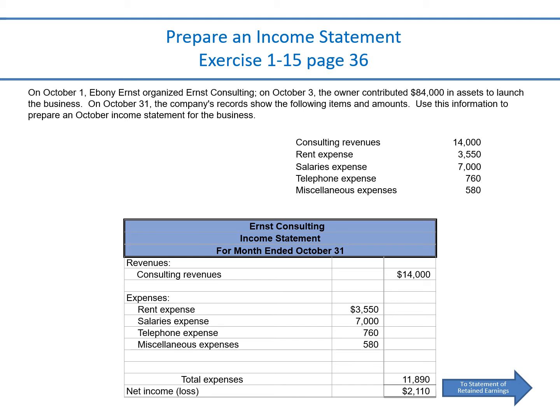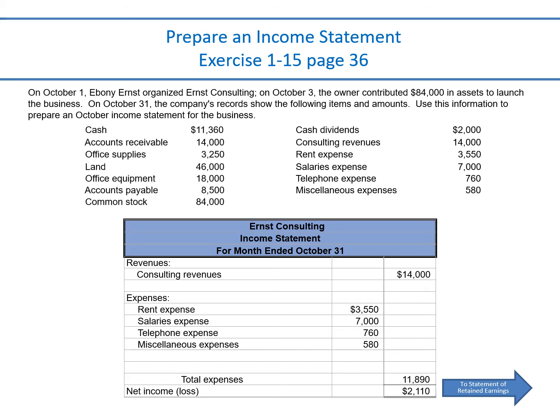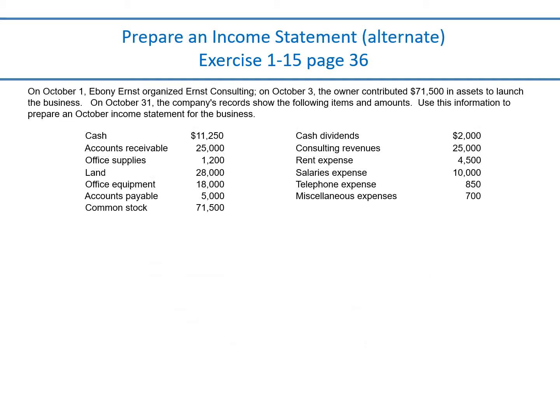And that $2,110 is ultimately going to be transferred to our statement of retained earnings, which we'll do in the next section. Okay, very similar to the problem that we just went through. Here are some different numbers, but same basic problem.